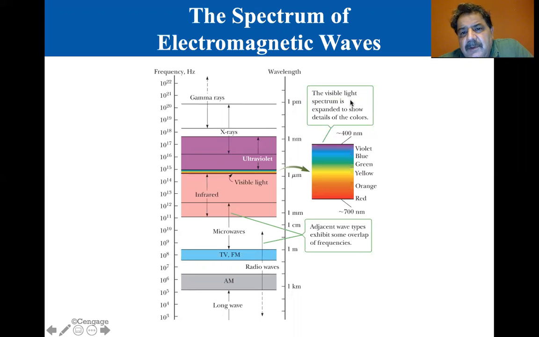So you can see the visible in the top green box. The visible light spectrum is expanded to show details of the colors. We typically measure the wavelengths in nanometers. 400 nanometers being violet, 700 nanometers being red, and everything in between: violet, blue, green, yellow, orange, red. You can get into the infrared, which is in the thousands of nanometers, and into the ultraviolet.